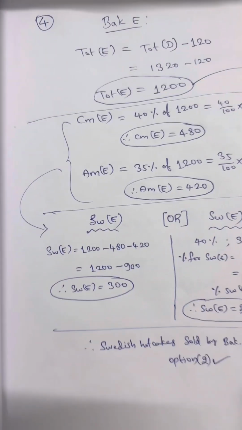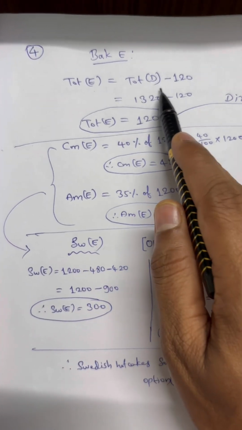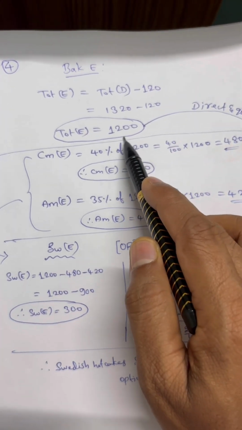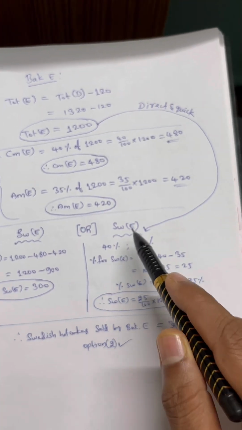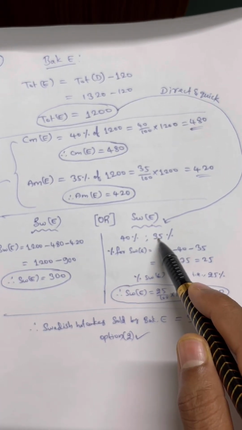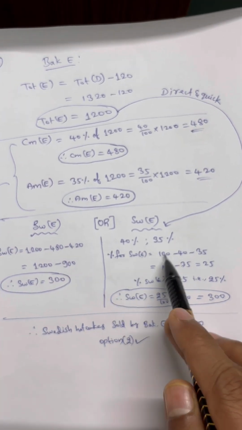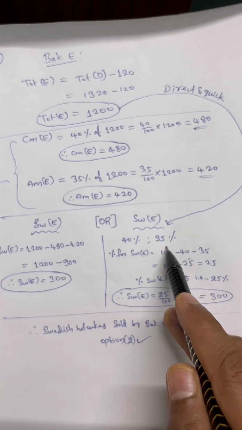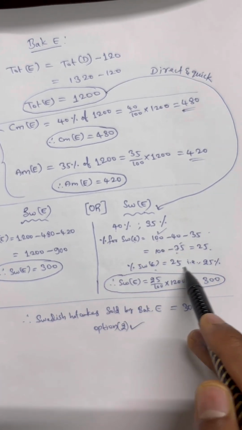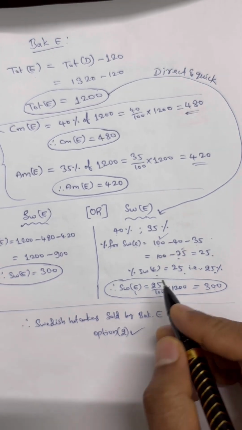But here I also explained clearly. So this is bakery, they have told bakery. So total of bakery E is equal to total hotcakes sold, 120 less than total of D. So total of D is 1320 minus 120, which is nothing but 1200. From here directly I am going to E. So they gave cornmeal is 40% and American is 35% of total. So remaining, what is the percentage for Swedish? 100 minus 40, because percentage means total is always 100. It means 100 minus 40 minus 35, which means 100 minus 75 is 25. So percentage of Swedish is 25%.